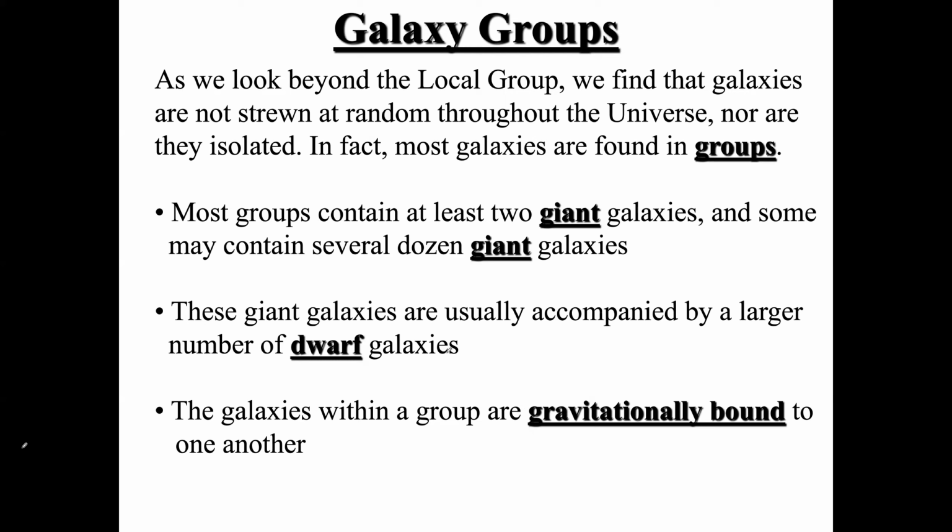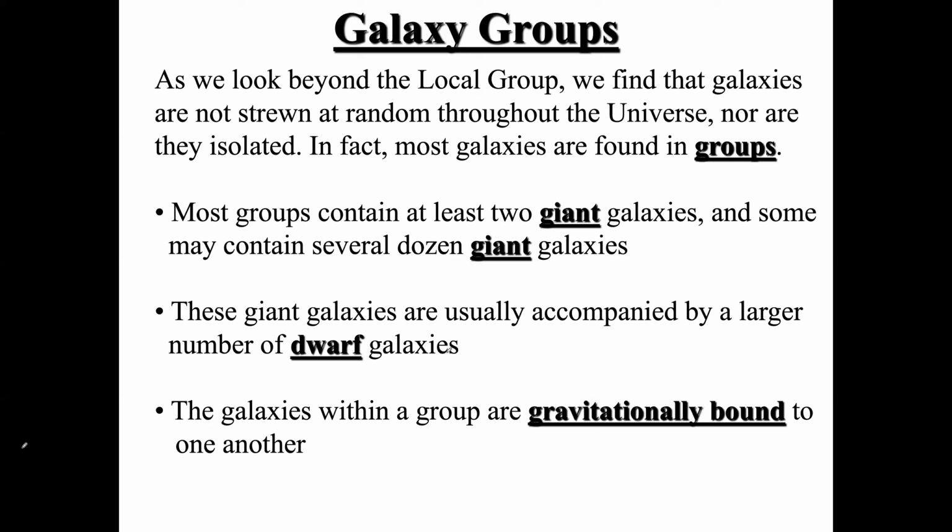Now, most of these groups have at least 2 giant galaxies, and some may contain several dozen giant galaxies. These giant galaxies are usually accompanied by a large number of dwarf galaxies. All these galaxies are gravitationally bound together, and that's how these groups are made. So once again, galaxies are not alone. They are in the sky as groups in the universe.